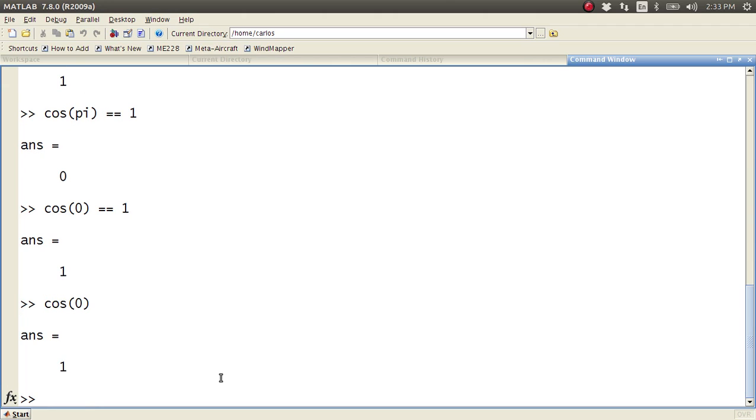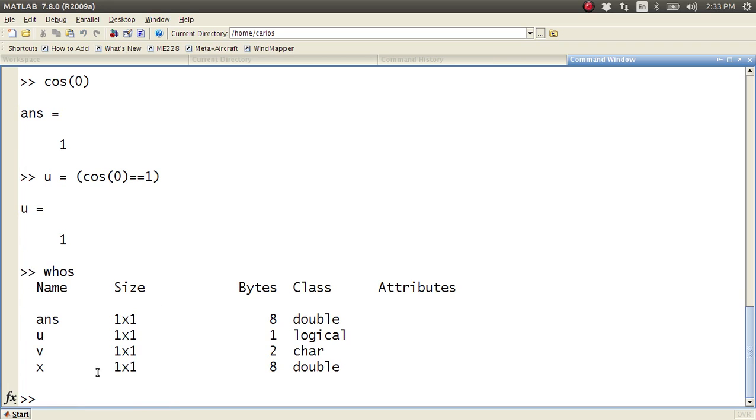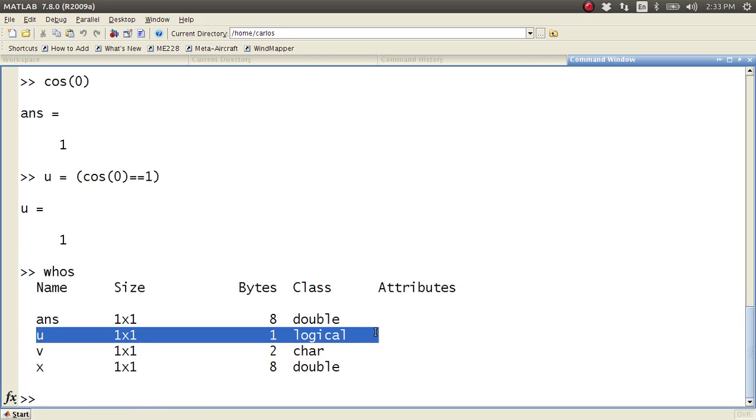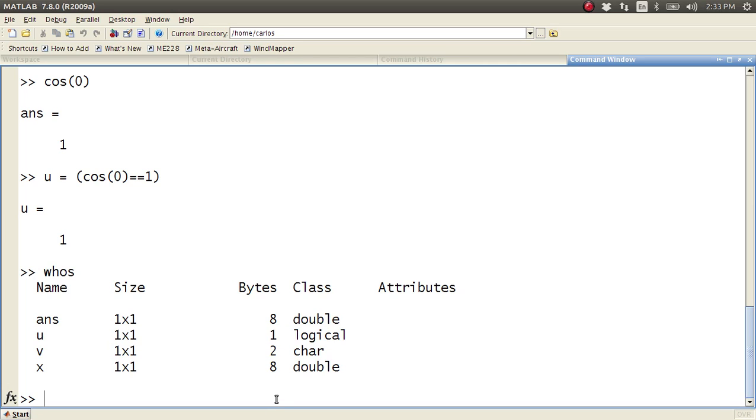But if I save this test into a variable, let's say u equals cosine of 0 equals 1, you would think that u is equal to 1, but if you type in whos, u is actually a logical, which means it can only be a 0 or 1. Something, when you do a test, can only be true or false. Now there are other kinds of true and false.